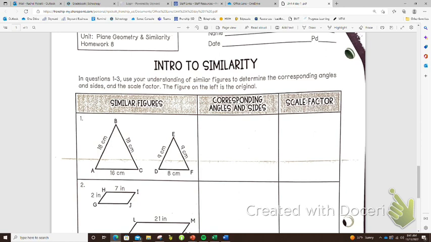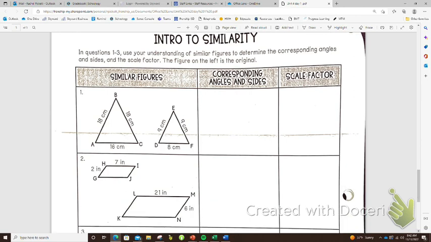So what y'all are going to do here on this page is write out the corresponding sides and angles and then find the scale factor. I'll do the first one with you, and then you guys are going to practice this. So I'm going to color code. I'll make AB 18 and ED 9. BC will be green and EF will be green, and then the AC and DF will be purple.